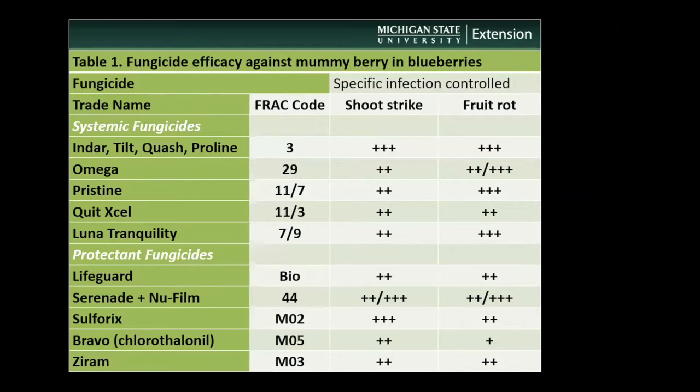So for mummyberry control, these are the materials I recommend. The FRAC code 3s, Endura, Tilt, Quash, and Proline all give really good control of shoot strike and the fruit rot phase. And oftentimes, we will swap back and forth. I often tell my growers to use Tilt early in the season for shoot strike control and save Endura for the bloom period. We have a label restriction for Endura that it can only be applied 4 times.